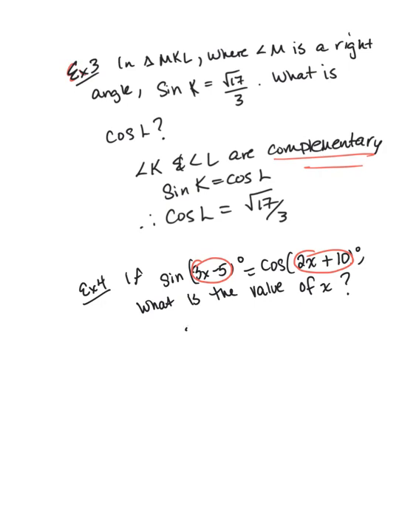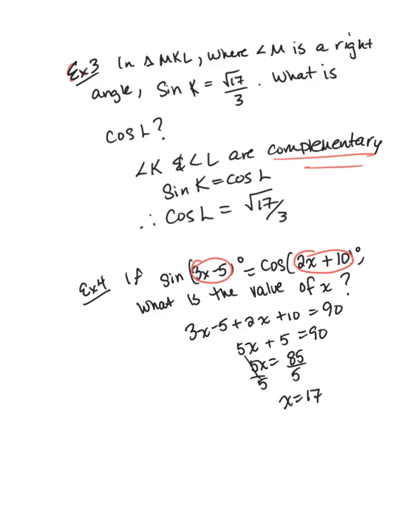So your equation would be 3x minus 5 plus 2x plus 10 is 90. That would be 5x plus 5 is 90. Subtract 5 from both sides, and then divide by 5. So x is 17. Okay, guys, that's a wrap. We'll continue this during class.